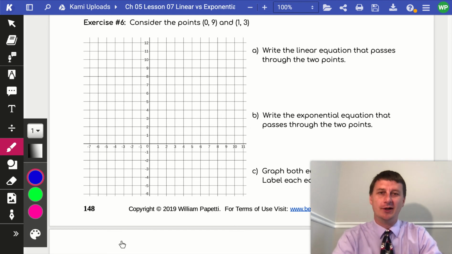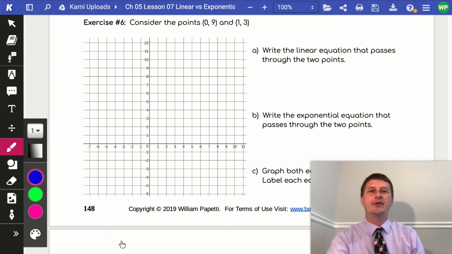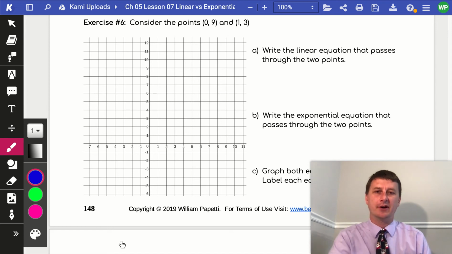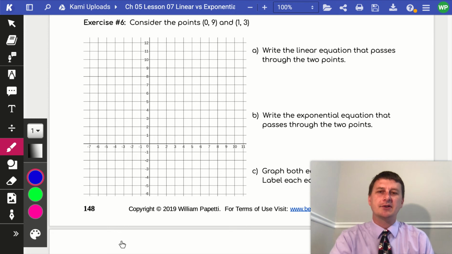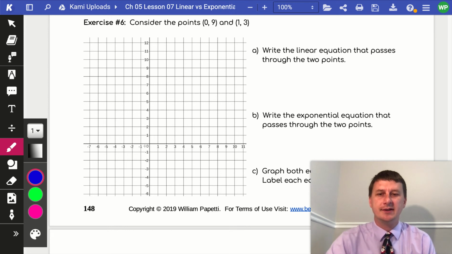Algebra 1. And in this video, we're going to be looking at exercise number 6, which is the last exercise in Chapter 5, where we're specifically looking right here at the difference between linear and exponential functions. So in this exercise, it says to consider the points 0, 9. So let's graph that point 0, 9, and 1, 3. So we have these 2 points right here.